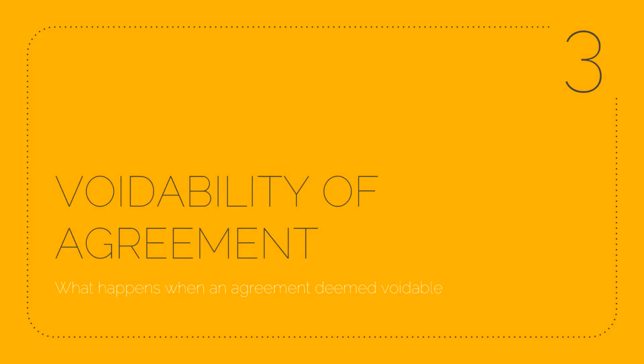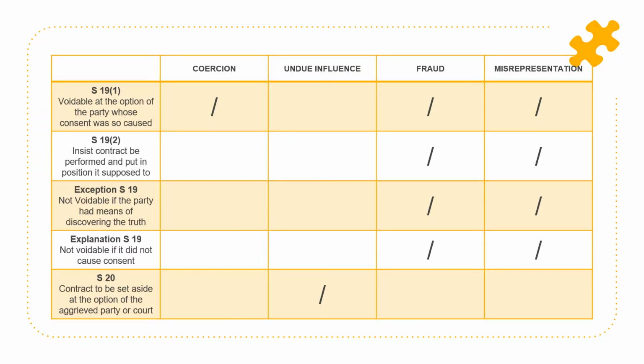Now, what happens when an agreement is deemed voidable? We will refer to Section 19 and 20 of the Act. An agreement entered by coercion is voidable at the option of the innocent party. The innocent party may end the contract. For an agreement made by fraud or misrepresentation, the innocent party may either rescind or affirm and continue to be bound.